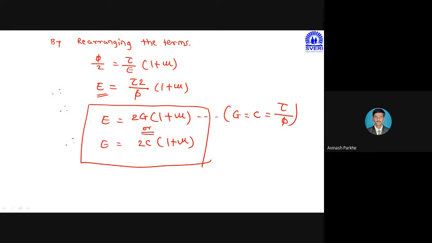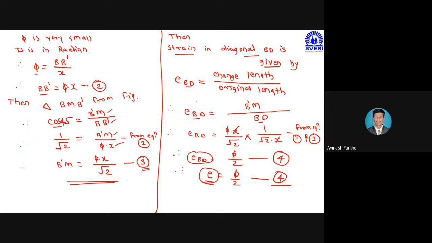So ratio of shear stress upon shear strain is called as a modulus of rigidity, which is represented by capital G, or sometimes it is represented by the capital C. Therefore, we have proved that E is equal to 2G in bracket 1 plus mu, and E is equal to 2C in bracket 1 plus mu. So this is the derivation of relation between Young's modulus E, modulus of rigidity G or C, and Poisson's ratio mu. Getting all of you? Have you understood how it is to be calculated?